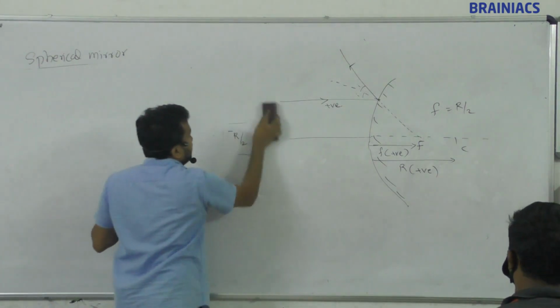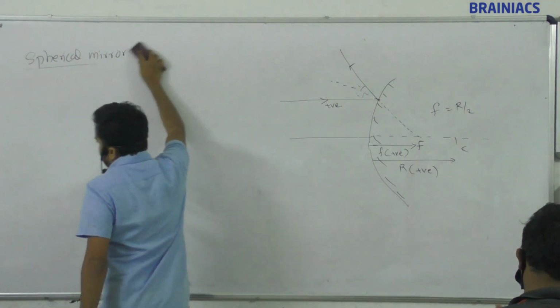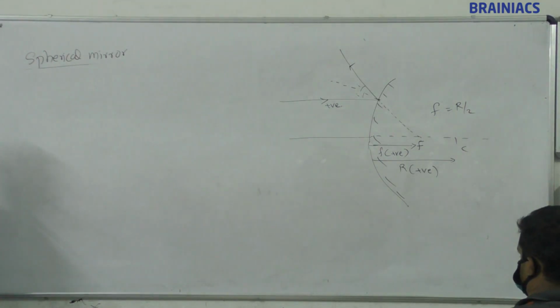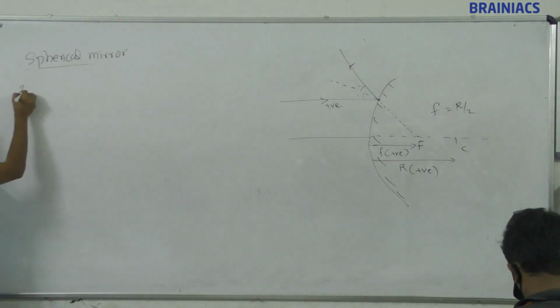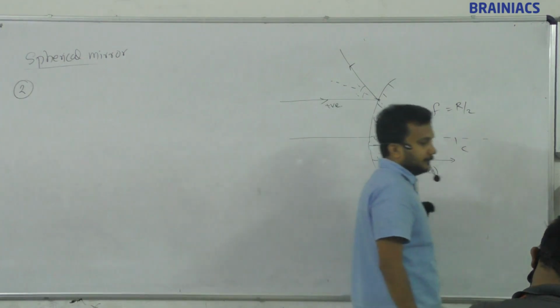So focal length is negative for a concave mirror. Focal length is positive for a convex mirror. Remember that, it will never be given in the question. We have to see based on the mirror. The second rule.